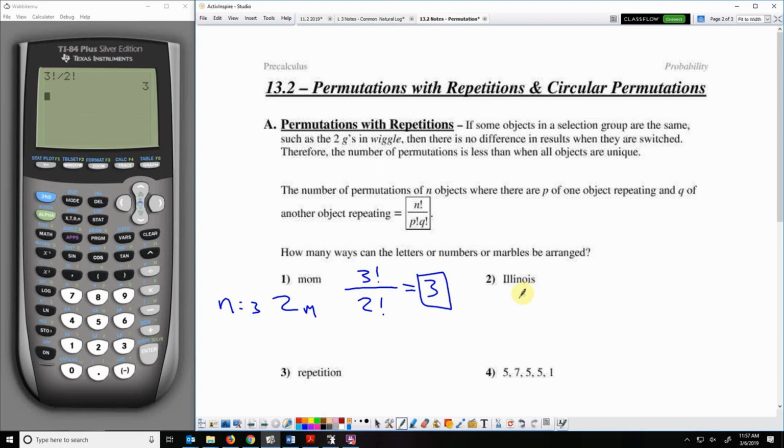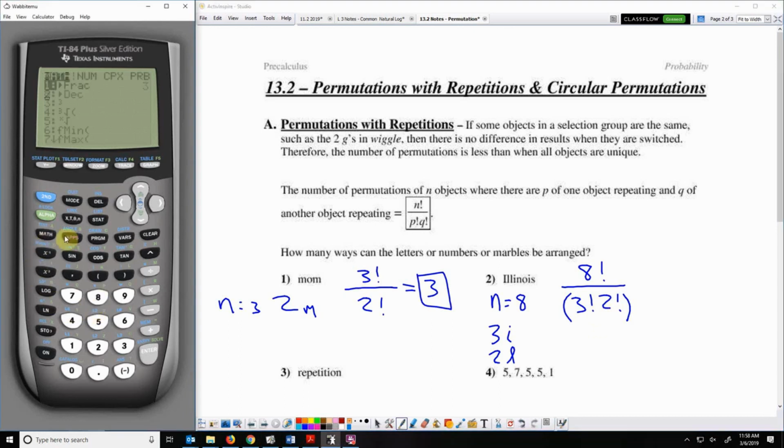Okay, how about in the word Illinois? So in Illinois, 1, 2, 3, 4, 5, 6, 7, 8. So there are 8 letters. So n is 8. There are 1, 2, 3 I's. And there are 2 L's. And those are the only repetitions. So we've got 8 factorial over 3 factorial times 2 factorial. Now, if we're going to put this in the calculator, we're going to need to put that denominator in parentheses so it does that multiplication before dividing.